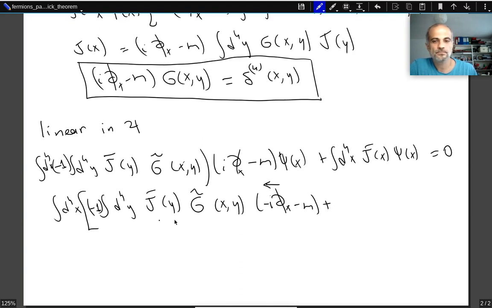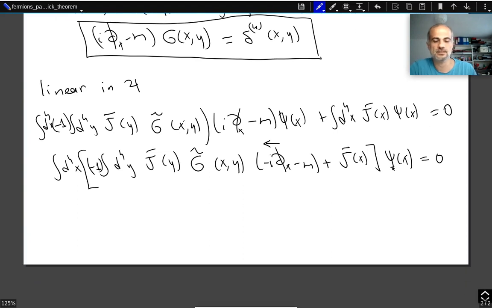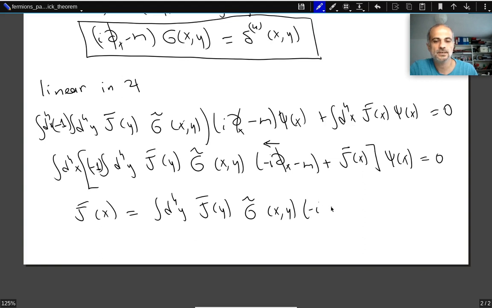plus j bar of x psi of x should be equal to 0. So this again tells us that since this should be 0 for all psi of x, this term in the parentheses should be 0. So j bar of x should be equal to d⁴y, j bar of y, g tilde(x, y), minus i del x slash minus m. So this equation should be satisfied.